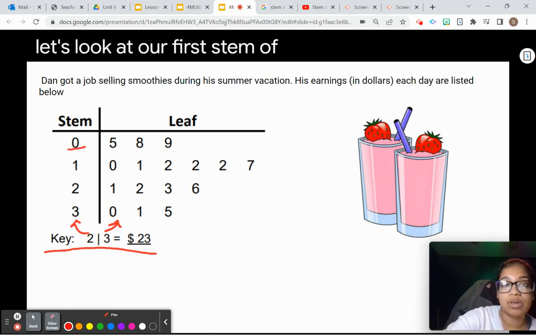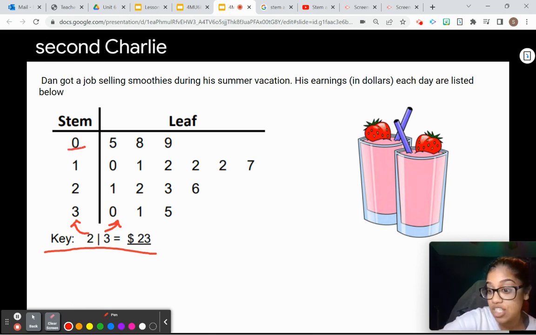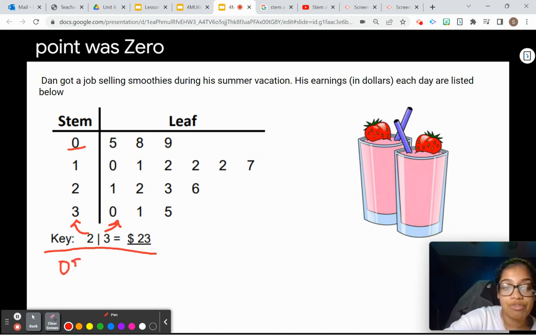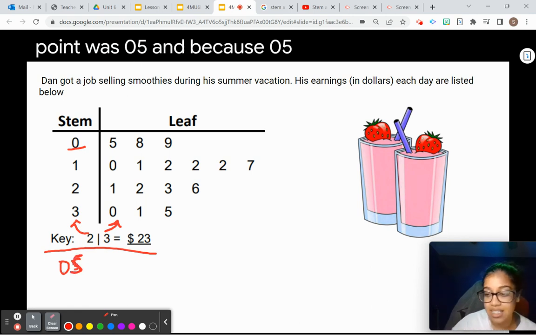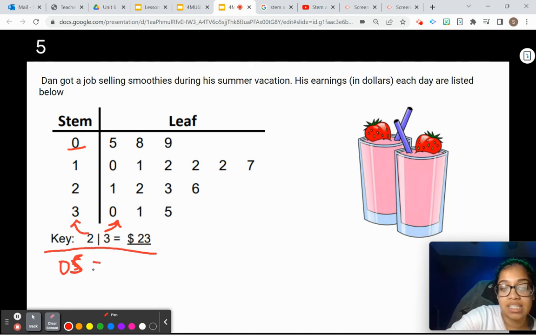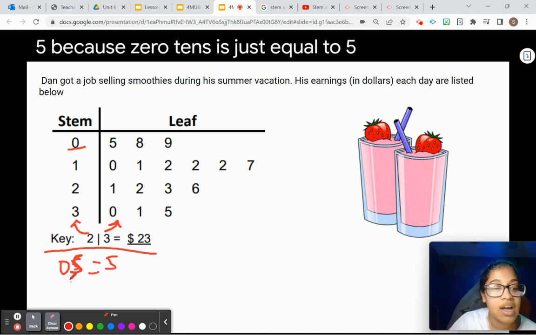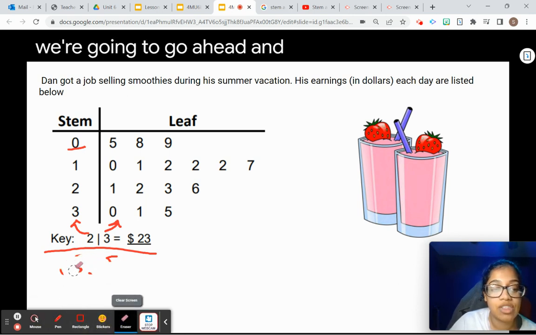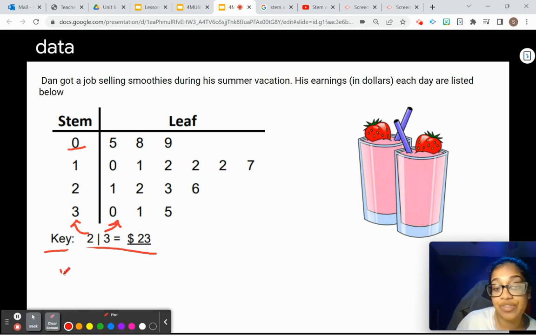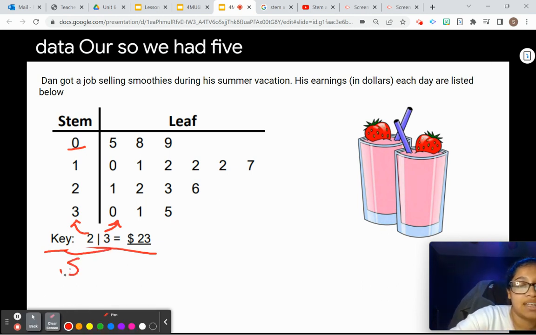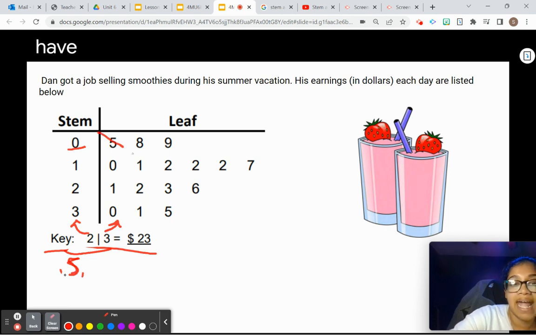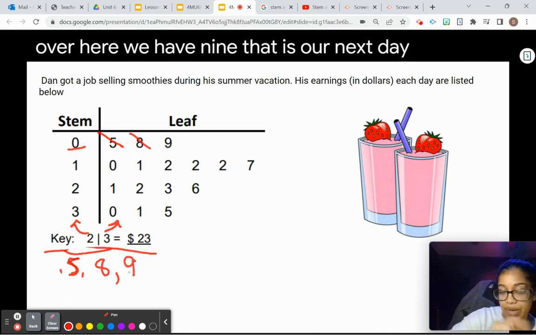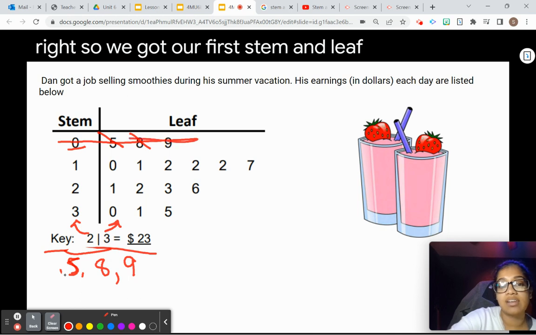So let's look at our first stem of 0. Our first stem is 0, our leaf is 5. So what that means is that our first data point was 0, 5. And because 0, 5 is the same as 5, because 0 tens is just equal to 5, our first data point is 5. So I'm going to go ahead and erase this, and we're going to fill in the rest of our data, or figure out what the rest of our data points are. So we had 5 is our first data point. We have 8 is our second data point. And then we look over here and we have 9. That is our next data point, right? So we got our first stem and leaf set completed.